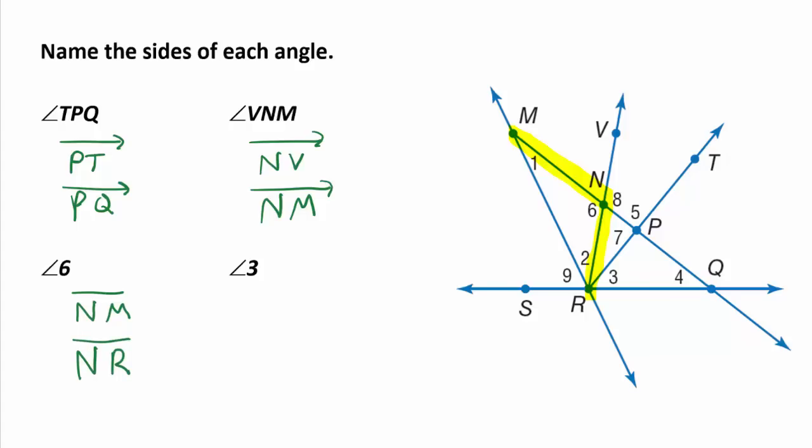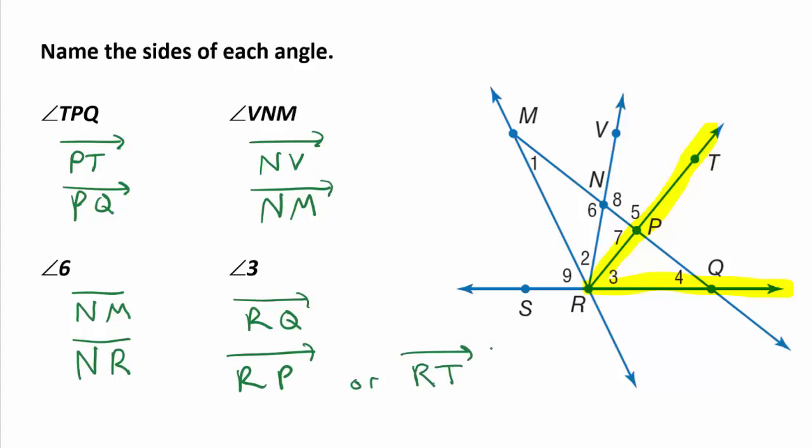We can move right into angle 3. We're going to trace that again. Angle 3 is right here. We're going to start at that vertex and go 1 and 2. So for the sides, we've got two rays again. We're going to start with the bottom one, RQ. And then RP. But remember, RP, you can also say RT because it doesn't matter which point you use as the second point. The only one that matters is the vertex. So we can use either RP or RT to name that second ray.